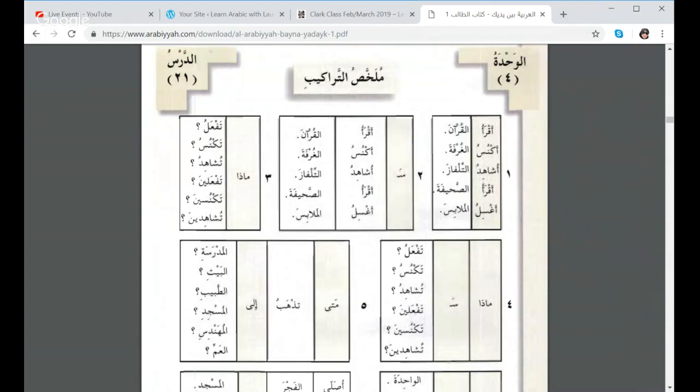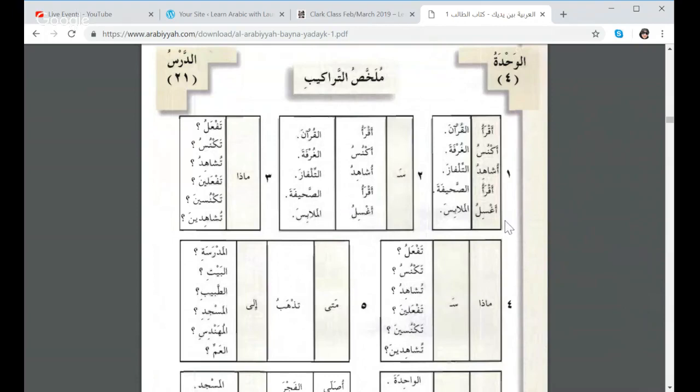Ushahadu Al-Tilfaza. Until Faza. I watch the television. Very good. Next. Akra'u al-sahifata. Akra'u sahifata. I read the newspaper. Very good. I read the newspaper. Next.